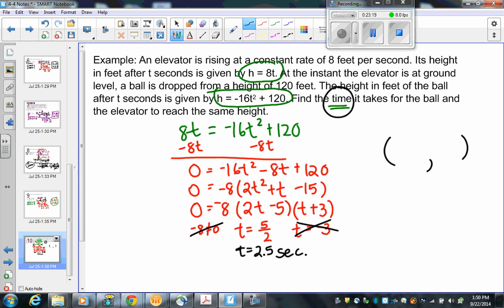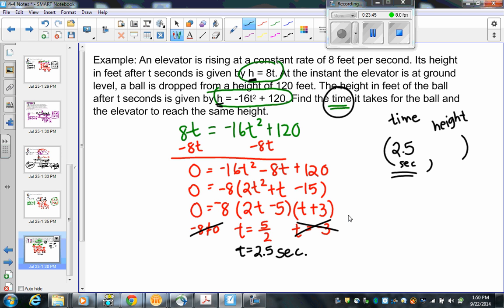As an ordered pair, our time would be our x value. And our height from the original is our y value. So what's happening is find the time it takes for the ball and the elevator to reach the same height. They would reach the same height after 2.5 seconds.